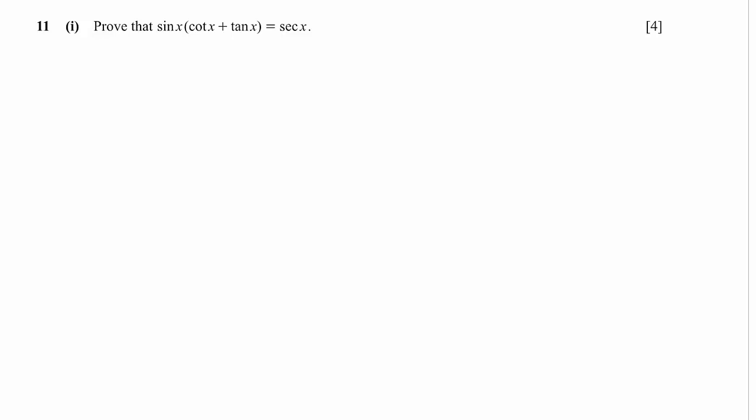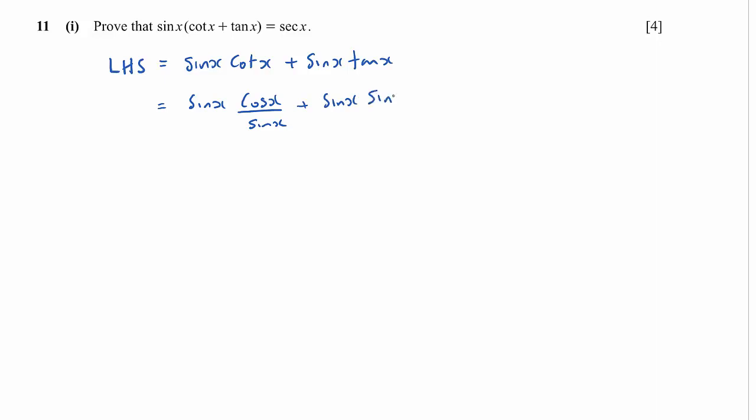We want to prove that sine x multiplied by cot x plus tan x is sec x. So I think clearly here we need to start with the left-hand side because we can actually do things with the left-hand side. So expanding out, we get sine x cot x plus sine x tan x. Now cot x is cos x divided by sine x, and tan x is sine x divided by cos x.